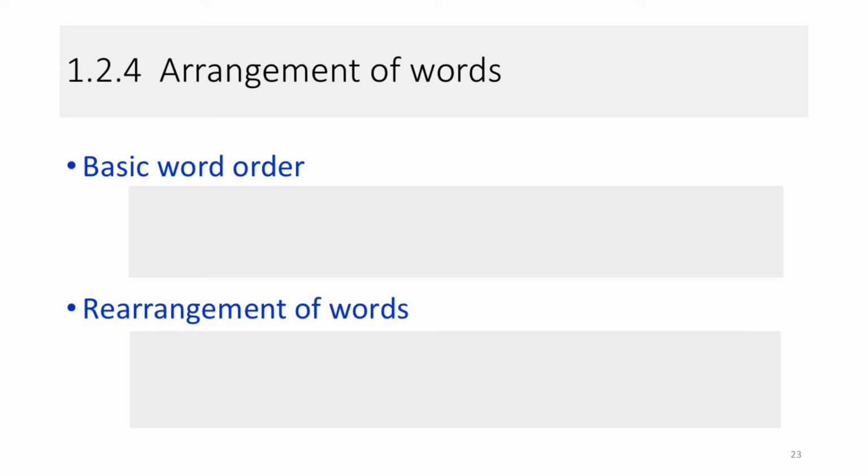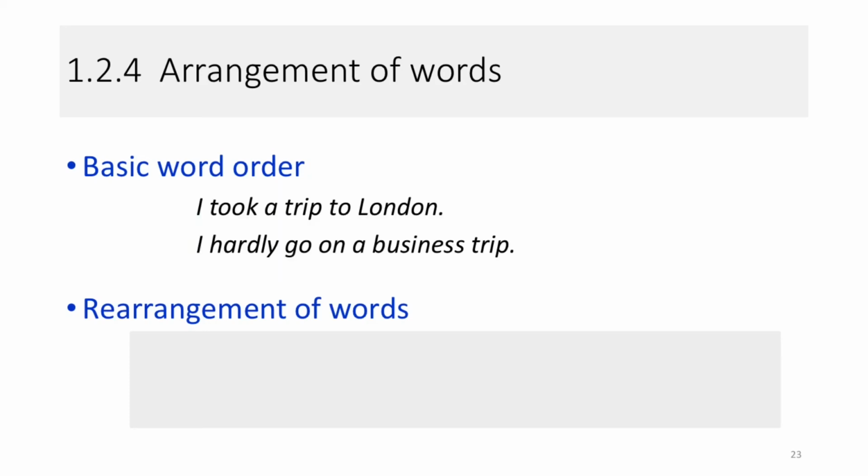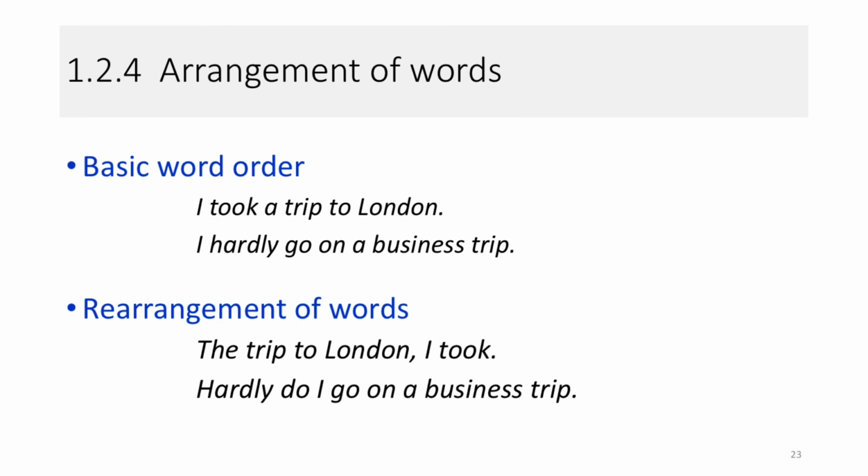Now let's get back to sentence types. By arrangement of words, there are two types of sentences: basic word order and rearrangement of words. Sentences like I took a trip to London and I hardly go on a business trip are sentences in basic word order. On the other hand, sentences like the trip to London I took and hardly do I go on a business trip are sentences with rearrangement of words.